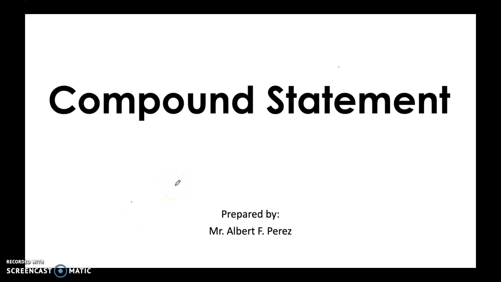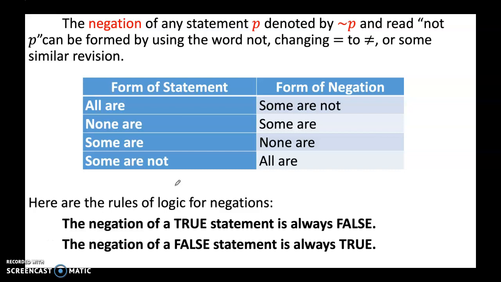Compound statements. We have 4 compound statements. First, the negation. Second, conjunction. Third, disjunction. And fourth, implication. So we will differentiate those 4 compound statements.